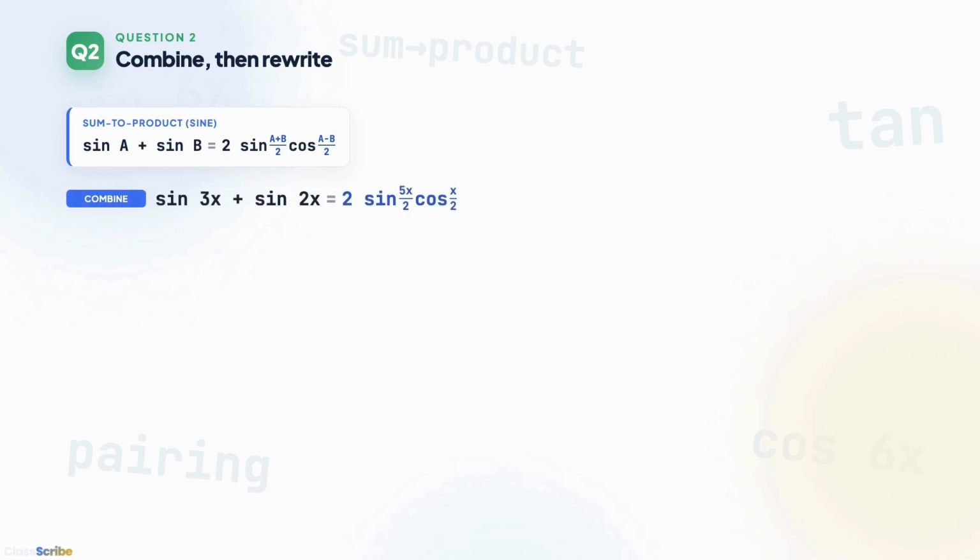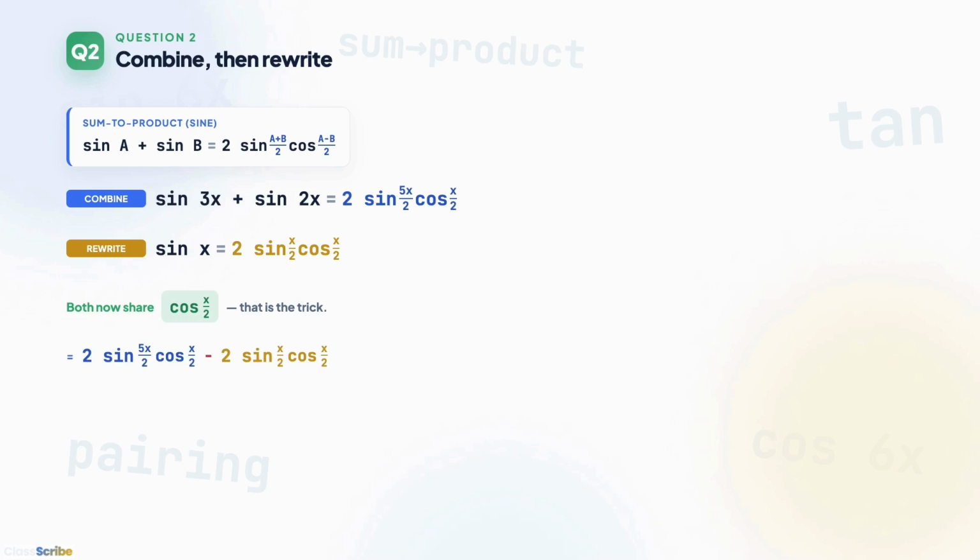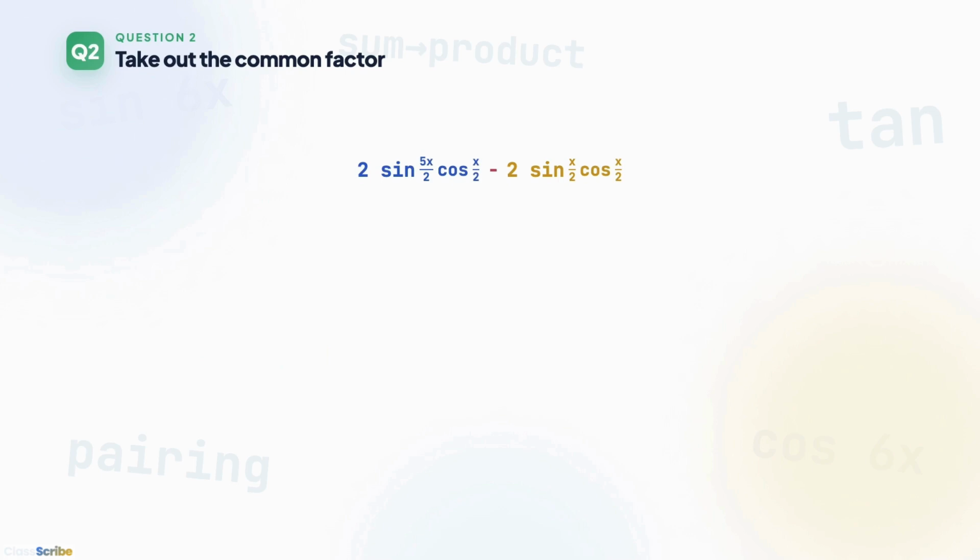Start with sine 3x plus sine 2x. Using the identity sine a plus sine b equals 2 sine (a plus b) by 2 cos (a minus b) by 2, we get 2 sine (5x by 2) cos (x by 2). Now rewrite the remaining term sine x as 2 sine (x by 2) cos (x by 2). This is a useful trick because both expressions now contain the common factor cos (x by 2). So the expression becomes 2 sine (5x by 2) cos (x by 2) minus 2 sine (x by 2) cos (x by 2). Take 2 cos (x by 2) as a common factor. We get 2 cos (x by 2) into (sine 5x by 2 minus sine x by 2).